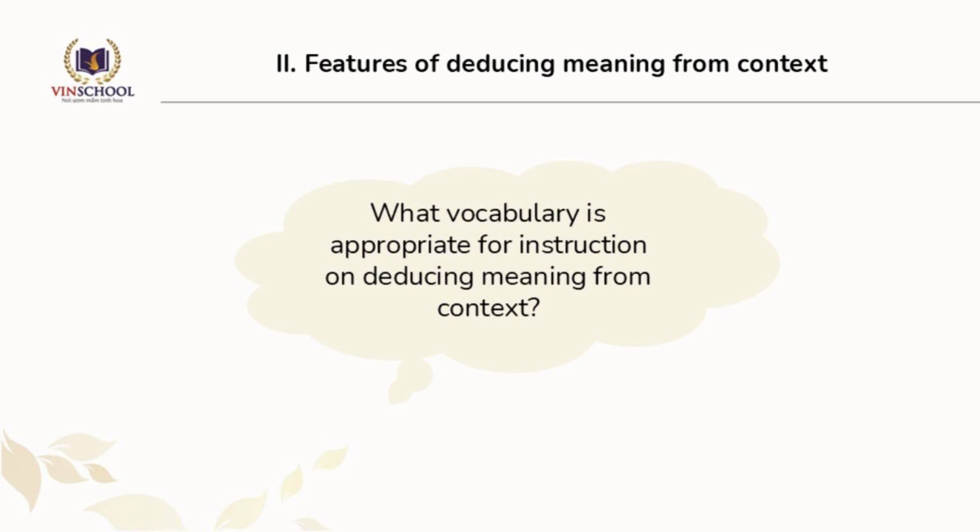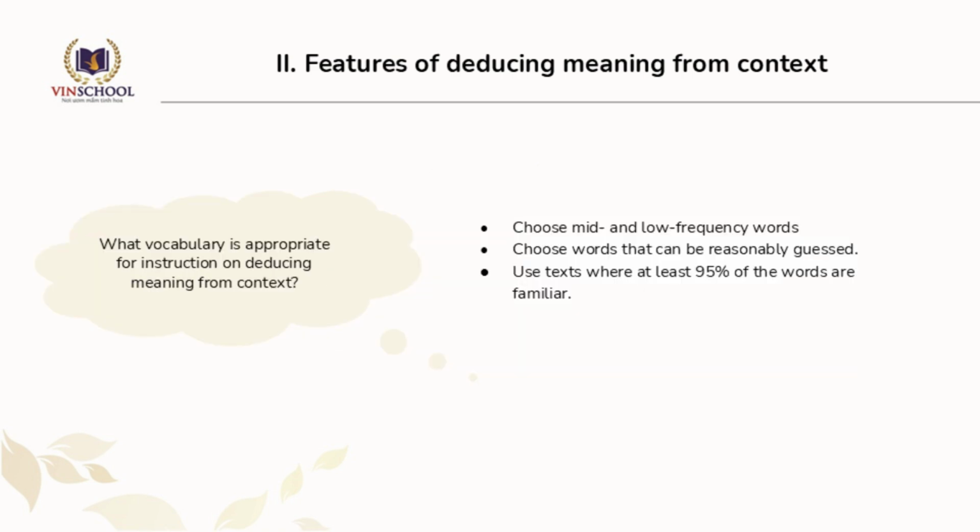Moving on, which vocabulary should teachers focus on when teaching students how to deduce meaning from context? Strategies for deducing meaning are especially helpful for tackling mid-frequency and low-frequency words in a language. Given the vast number of these words, teachers can't possibly cover them all in class. However, students need to continue learning these words, and strategies are crucial for helping them do so. Regardless of how much vocabulary a learner already knows, there will always be unfamiliar words. Employing these strategies gives students a way to manage and understand those unknown terms.